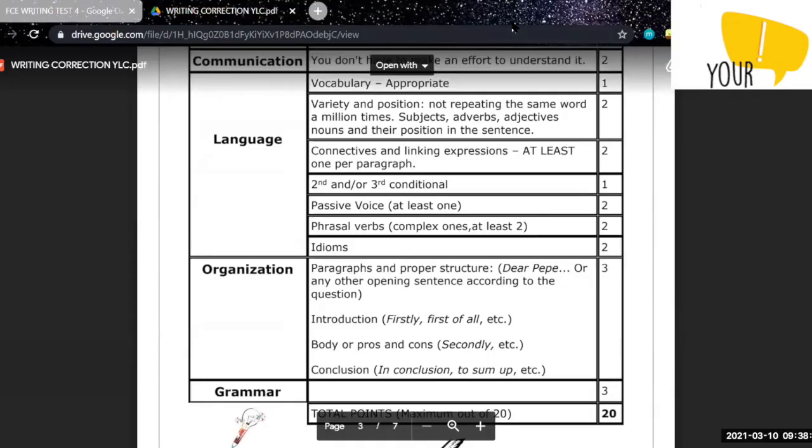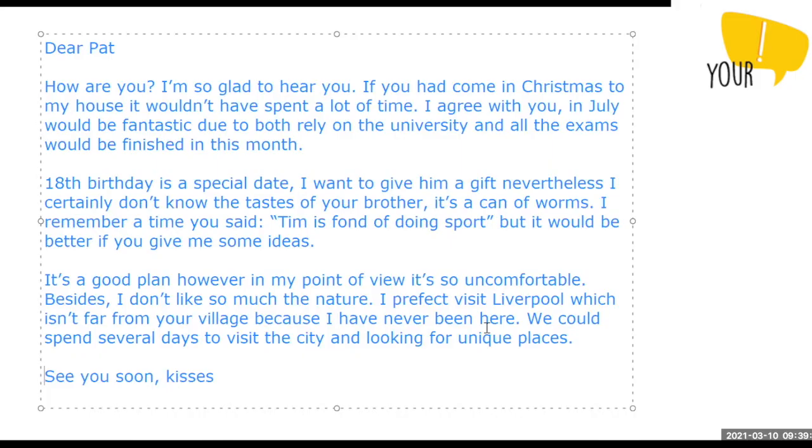Dear Pat, how are you? I'm so glad to hear you. If you had come in Christmas to my house, it wouldn't have spent a lot of time. I agree with you. In July would be fantastic due to both relying on the university and all the exams would be finished in this month.